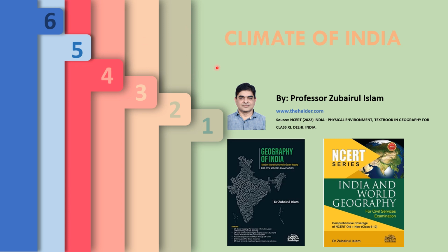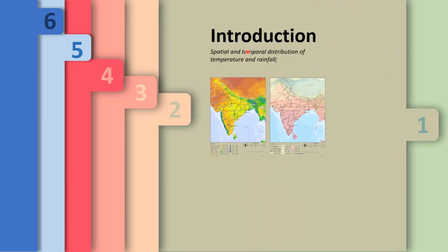The first part is the introduction. In this part, I will talk about the spatial and temporal distribution of temperature and rainfall. Temperature and rainfall are the two most important components of climate. So what is the distribution from the viewpoint of time, and how temperature and rainfall vary from place to place.